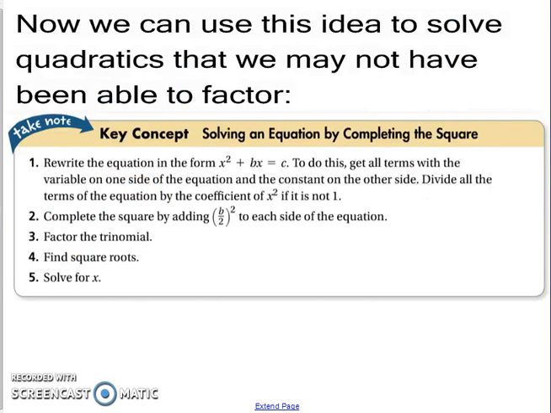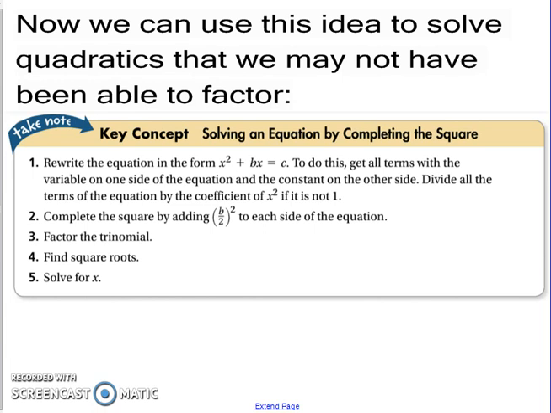Now we can use this idea to solve quadratics that we might not be able to factor. So what we want to do is we want to rewrite the equation so that the x squared and the bx term are on one side, and any c value that they give us, we move to the other side. Then we complete the square on the b, and then we add it to the left-hand side, and then we also add it to the right-hand side.